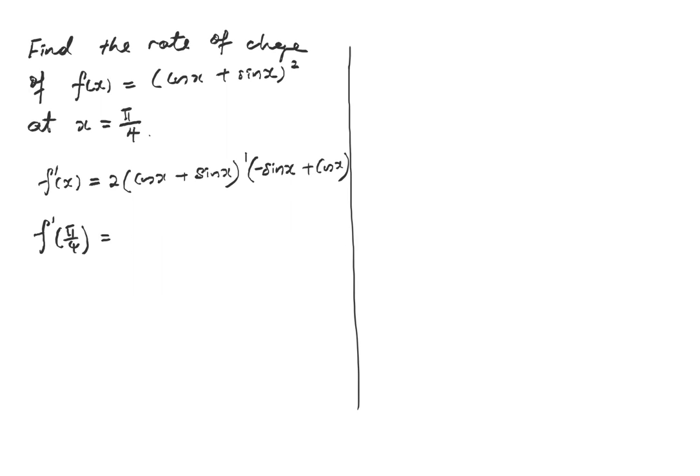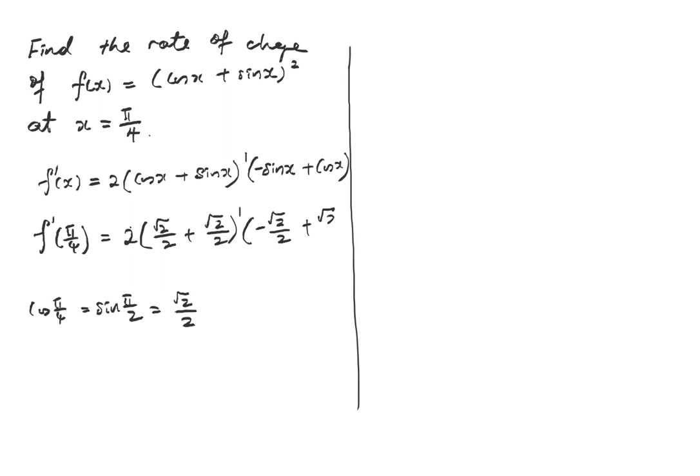You should know that cos pi by 4 and sin pi by 4 are the same. Am I right? Do you know that? So you can go to the table, cos pi by 4 and sin pi by 4, they are the same. So cos pi by 4 is equal to sin pi by 4 is equal to root 2 over 2. All right. So from here itself, I just put root 2 over 2 plus root 2 over 2, power 1, minus root 2 over 2 plus root 2 over 2. So this one I get 0. So everything will be 0.